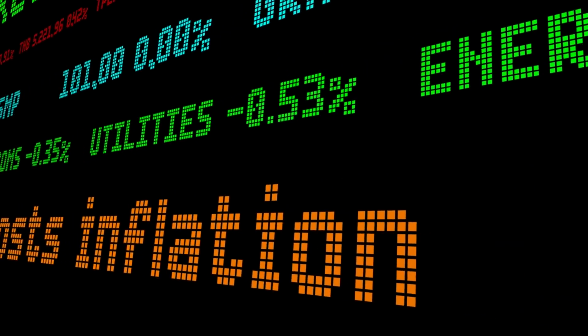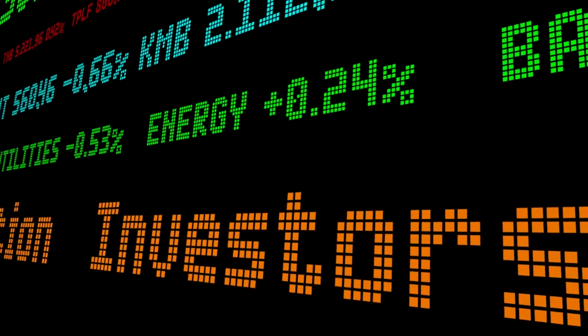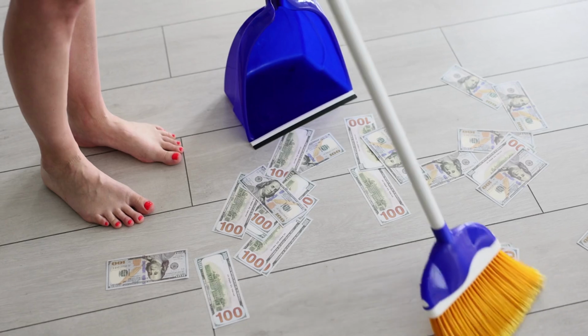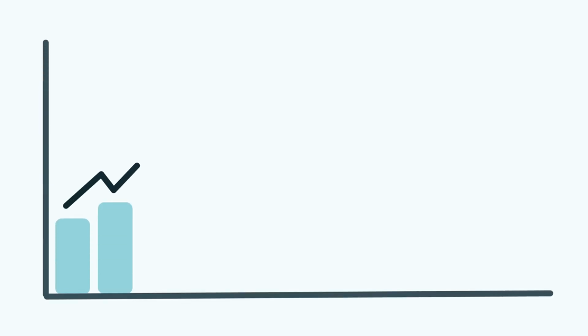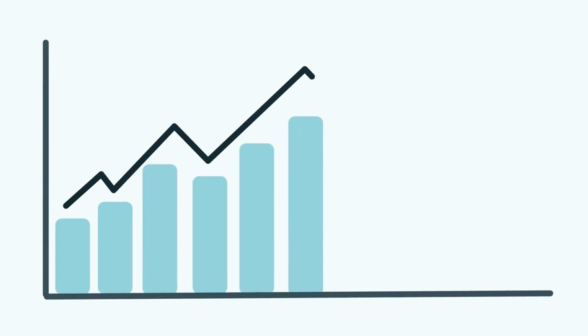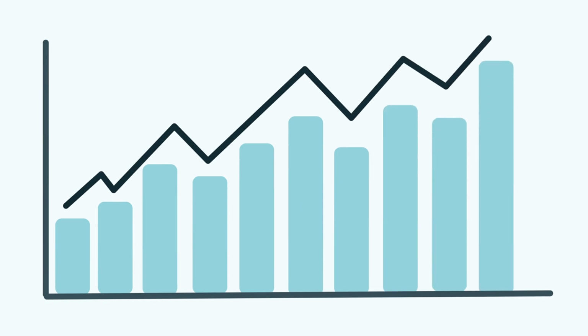5. Accounting for inflation and taxes. Realistic investment goal setting requires accounting for inflation and taxes, which can significantly impact your purchasing power and net returns. Inflation erodes the real value of money over time, meaning that the amount you save today may not cover the same expenses in the future.